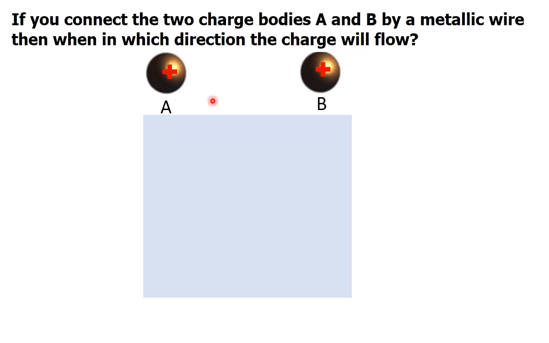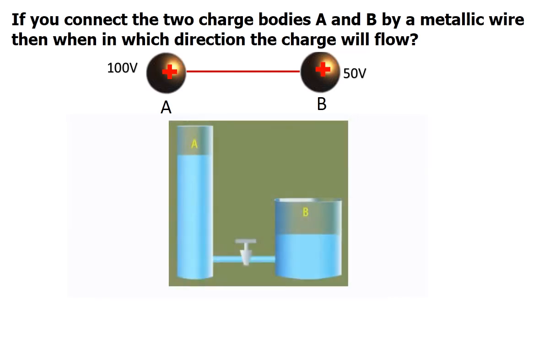Here the two charges A and B are given, and if we connect the charged bodies by a metallic wire, then in which direction will the charge flow? We cannot say in which direction the charge will flow by seeing the amount of charge. We have to know the voltage of the two points. If we consider the A point voltage is 100 volt and B point voltage is 50 volt, in that case electricity will flow from higher voltage to lower voltage, but the charge will flow from lower voltage to higher voltage.